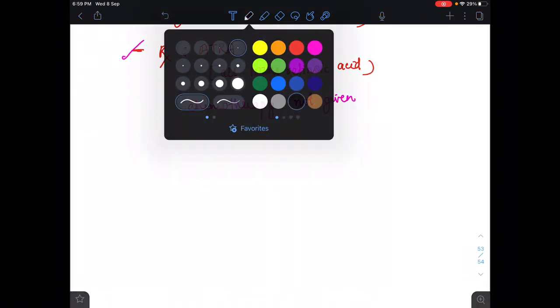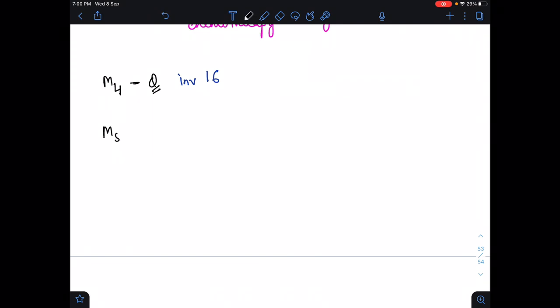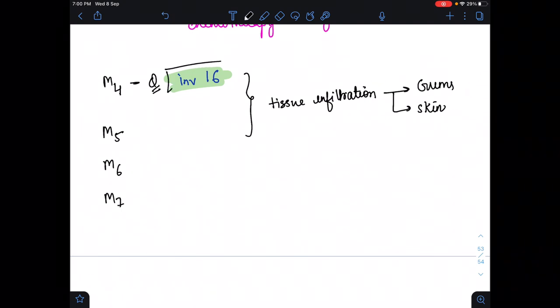Now move to the M4 AML. For M4 AML, the most important question is that in this we see the inversion 16. Please remember it, inversion of 16 is seen in the M4, and M4 and M5 are also known for tissue infiltration, which is seen in the gums and skin. And the inversion of 16 is only and only seen in M4 AML. How do we remember it? 4 fours are 16. So here the inversion of 16 is seen in M4 AML.